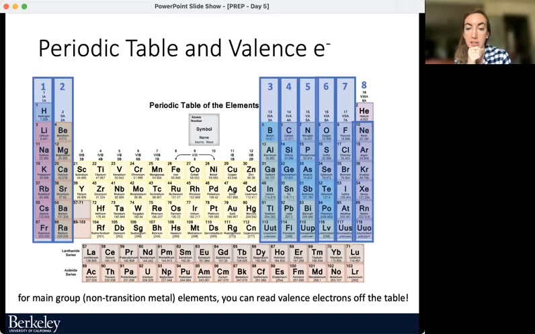So if I asked you how many valence electrons does bromine have? Bromine's way down here. It has 7. You don't need to fill up all those shells. So it's useful to know how to fill up those orbitals and in what order they get filled up in. But you can just read the number of valence electrons off the periodic table. Questions on that? Okay.